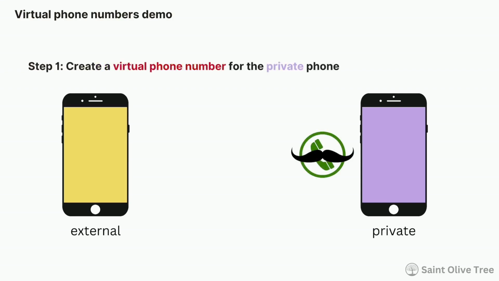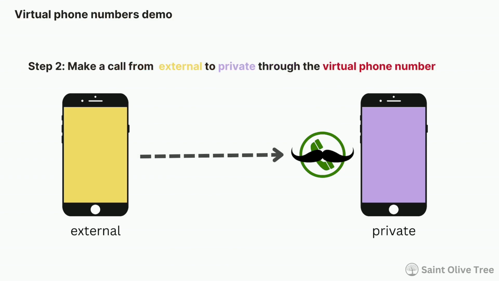On step 1, we will create a virtual phone number from the Hushed dashboard. On step 2, we will make a phone call from the external phone to the virtual phone number. We will see what happens to this phone call and what the participants see on their respective sides. And that's about it. Now, let's get cracking.